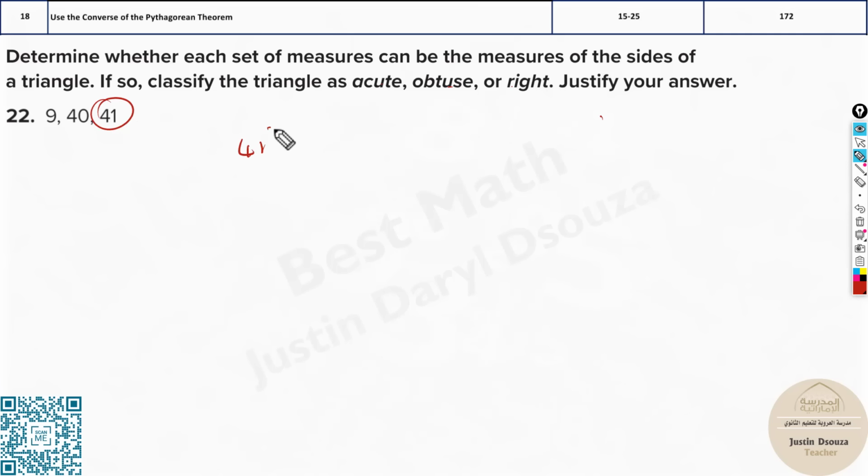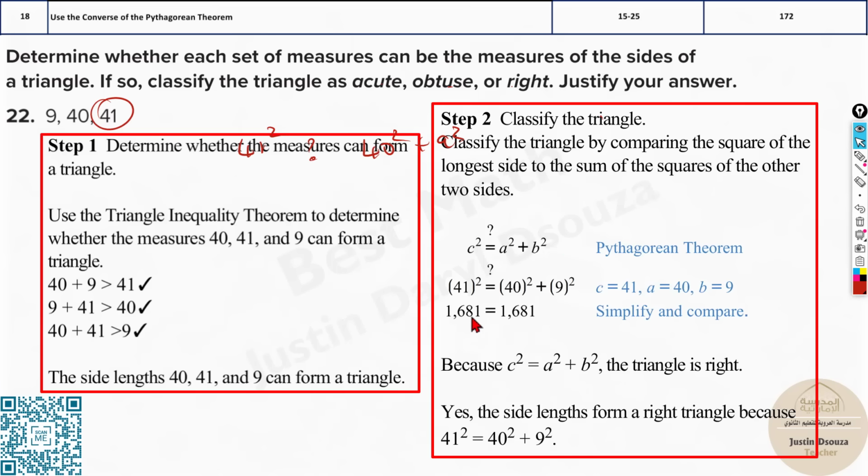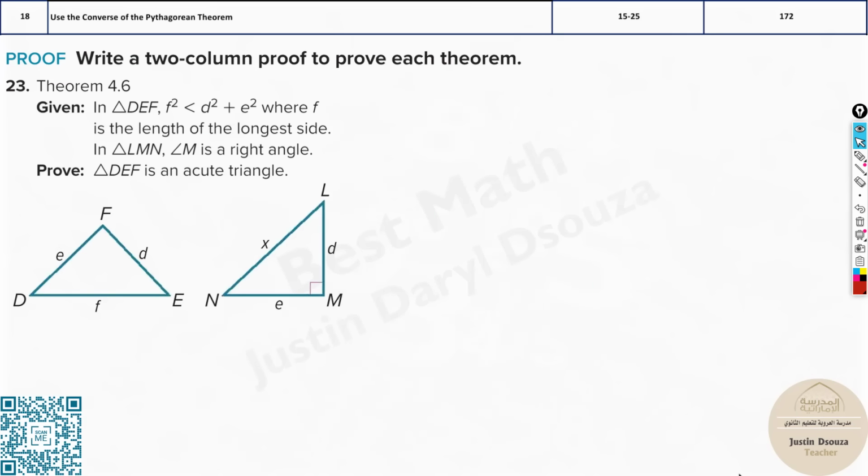But if you know for sure this is a triangle, then all you need to do is see the biggest side, 41 squared. What happens when it's added with the other two sides? So you just put this equation, solve both the sides in the calculator and check. Over here, both are equal. So yes, that is a right triangle.